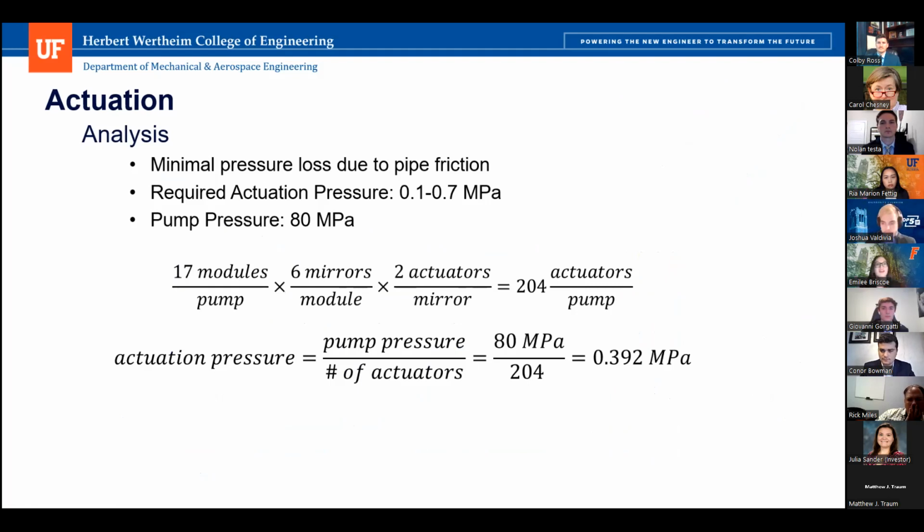Apologies for that. Here we have our actuation analysis continued. So assuming minimal pressure loss due to pipe friction, and we have a pump pressure of 80 megapascals supplied, I just did a quick calculation here. We have 17 modules per pump. And with there being 6 mirrors a module and 2 actuators per mirror, we end up with 204 actuators per pump. And so we end up with an actuation pressure of 0.392 megapascals. Next slide.